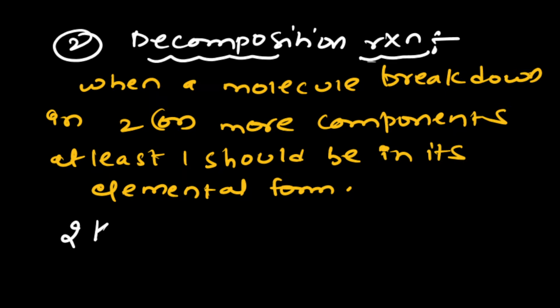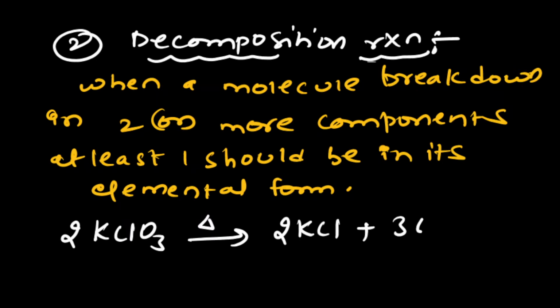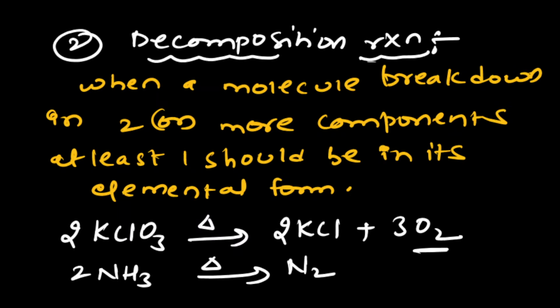Example, 2KClO3. If you heat it, it will be converted into 2KCl plus 3O2. Now you see, oxygen is in the elemental form, right? Now if you take ammonia, upon heating it will be converted into N2 plus 3H2. Done. Third one we are having, the displacement reaction.